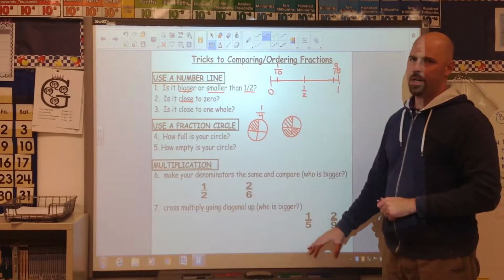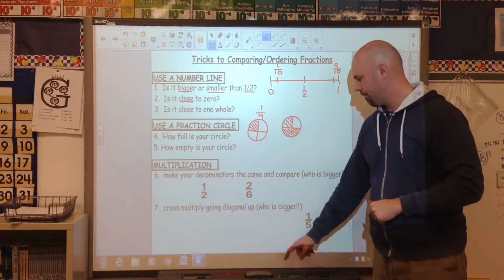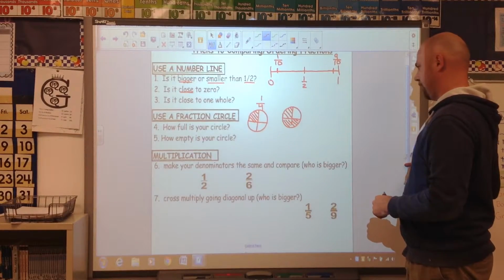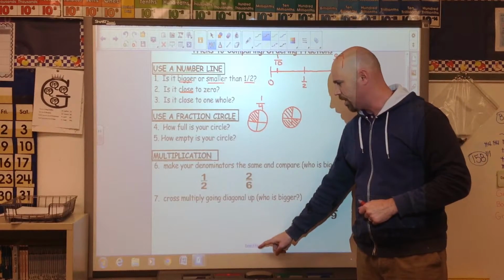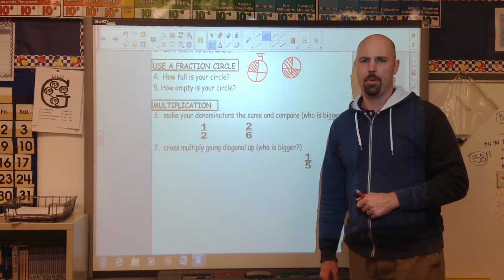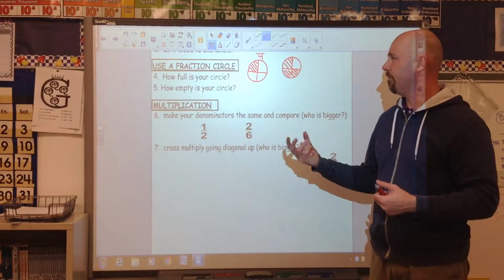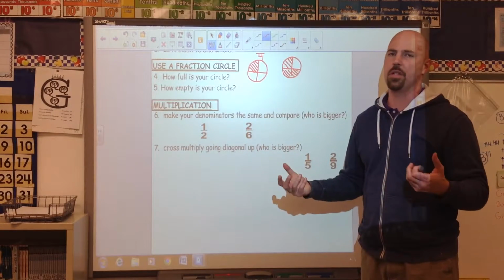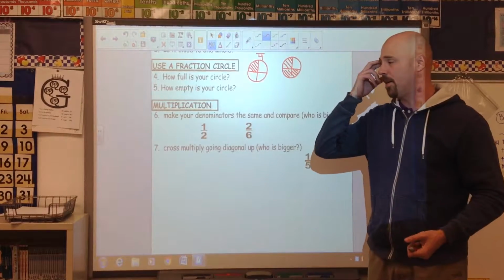Now the next 2 strategies use a lot of numbers. Let's take a look at those. This is more the kind of stuff you start doing as you become a grown-up and you're saying, I don't have a number line and I don't have fraction circles in my pocket. I can't really do that. I got to do it kind of in my noggin.